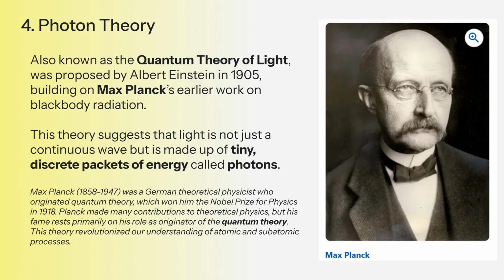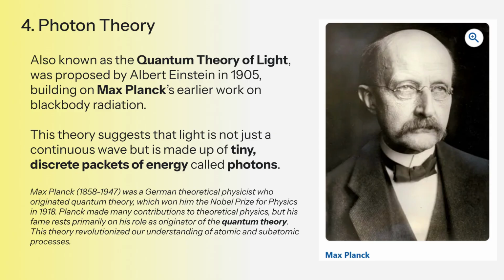At the start of the 20th century, classical wave theory could not explain how light transfers energy to matter. To solve this mystery, Albert Einstein proposed the photon theory of light in 1905. This model, also known as the quantum theory of light, suggests that light is composed of photons. A photon is a discrete packet of electromagnetic energy.